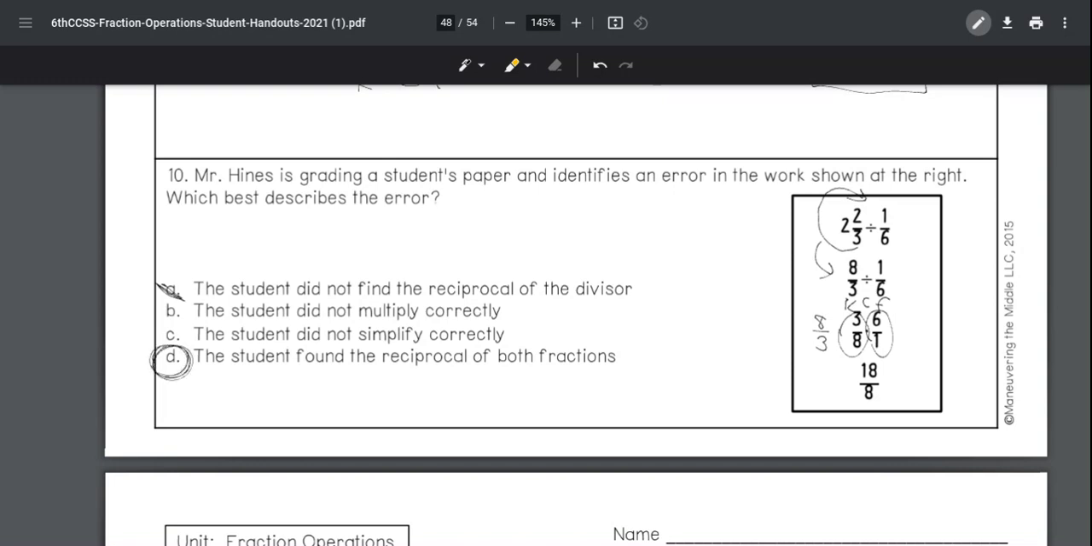It is D. Okay? Because if you multiply it, he had 3 times 6 was 18, and 8/1 is 8. That's what he got, so he multiplied correctly, and then simplify, he left it like that. But the answer is D. He found the reciprocal. He flipped both fractions, and that's not what you're supposed to do.